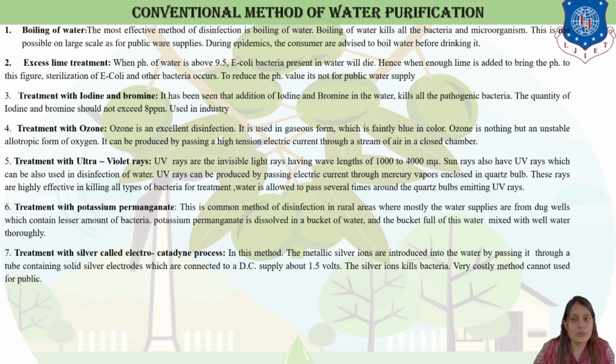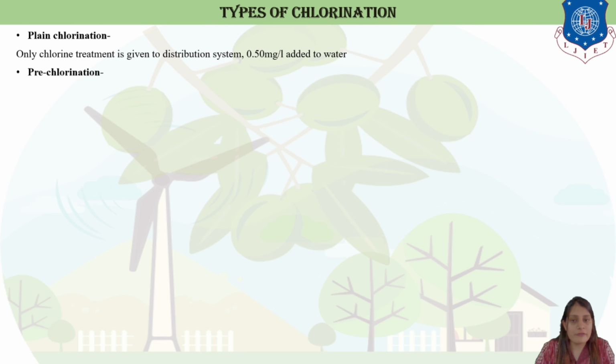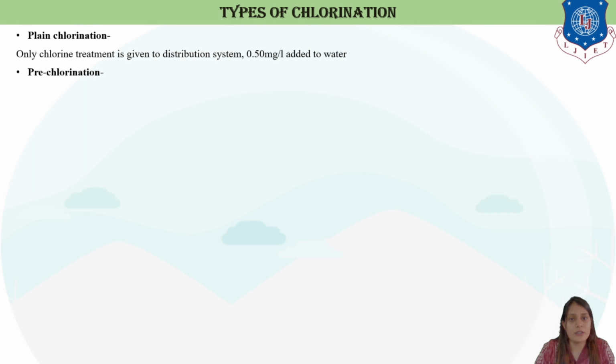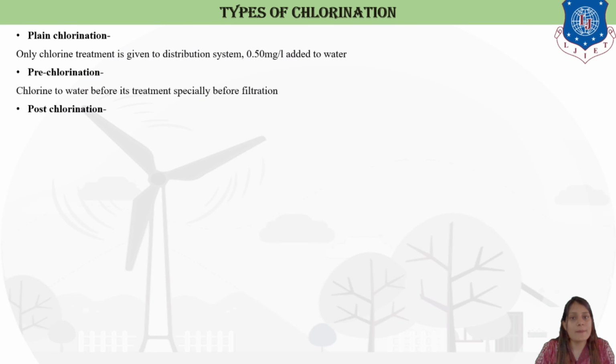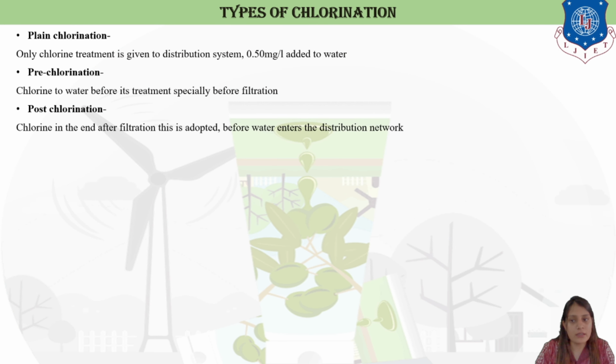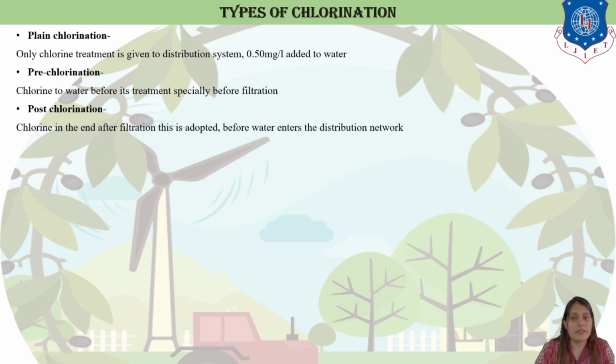Only chlorine treatment is given to the distribution system, with 0.5 mg per liter added to the water. So basically, the water which is coming to our home is being chlorinated. First is the plain chlorination. According to the water properties, we do the chlorination process. Next, we are going to do pre-chlorination. Before filtration, chlorine is added to water before its treatment, especially before the filtration process. Next is post-chlorination. Here, chlorine is added after filtration, before water enters the distribution network.